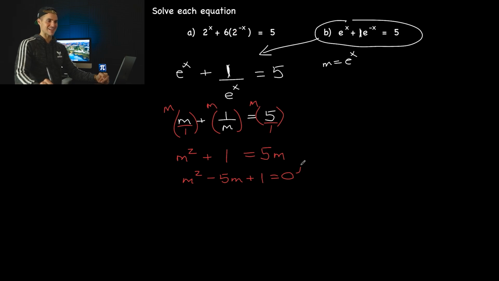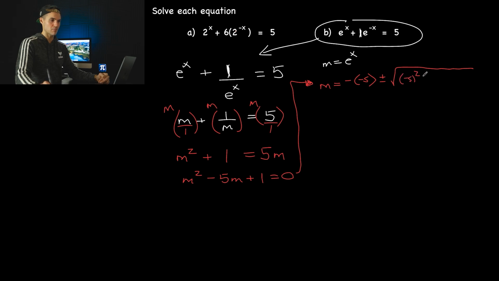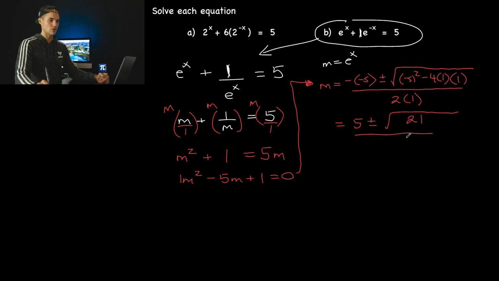And in this case, this is actually not going to factor smoothly, so we're going to have to solve for the m value with the quadratic formula. So it'd be negative b, so negative 5, plus or minus the square root of negative 5 squared minus 4 times the a value of 1 times the c value of 1, all over 2 times 1. So what's this going to simplify to? 5 plus or minus the square root of 25 minus 4, so root 21, all over 2.